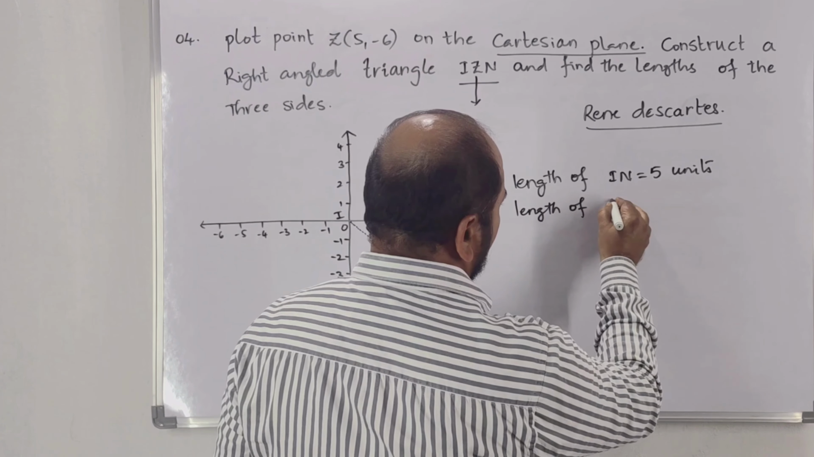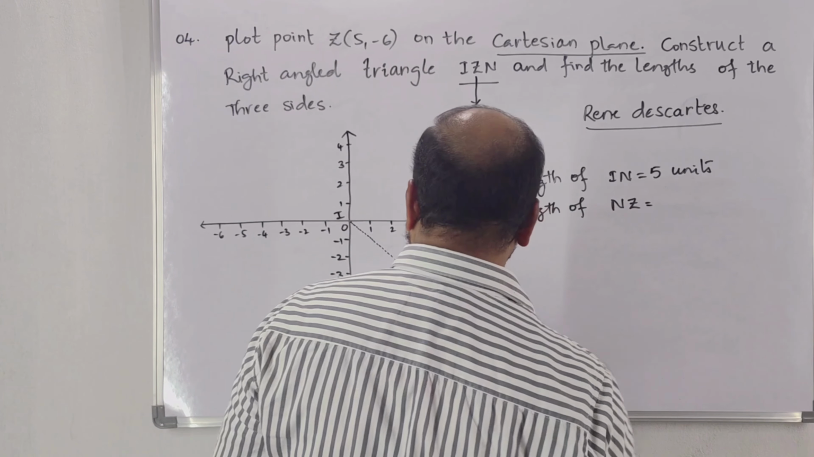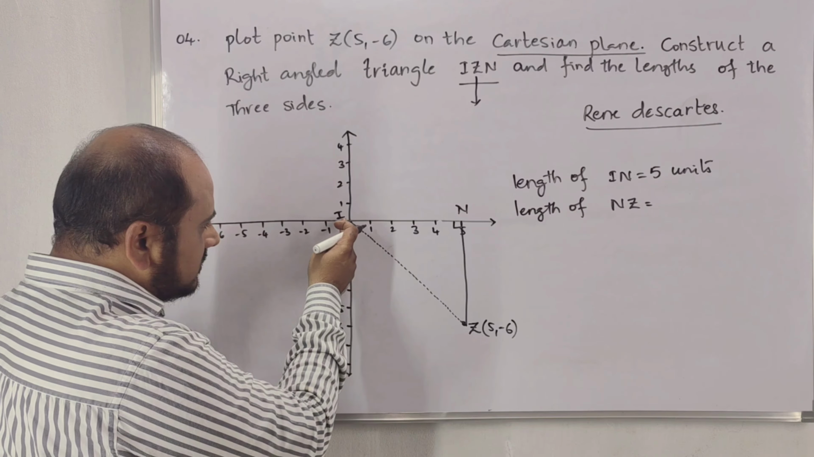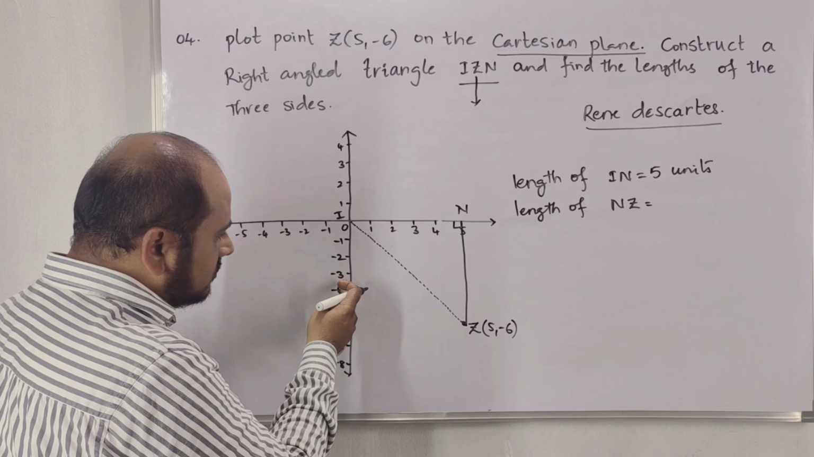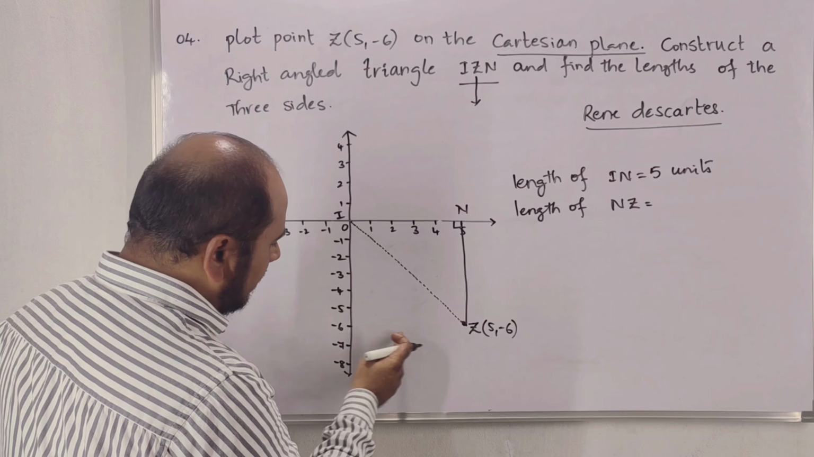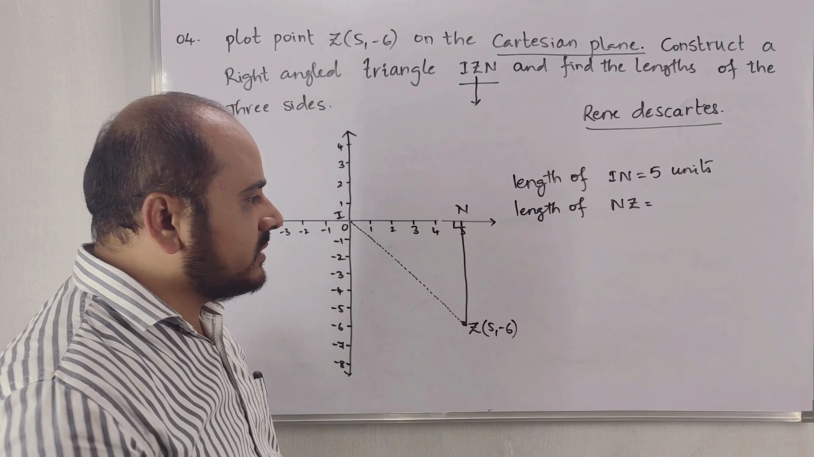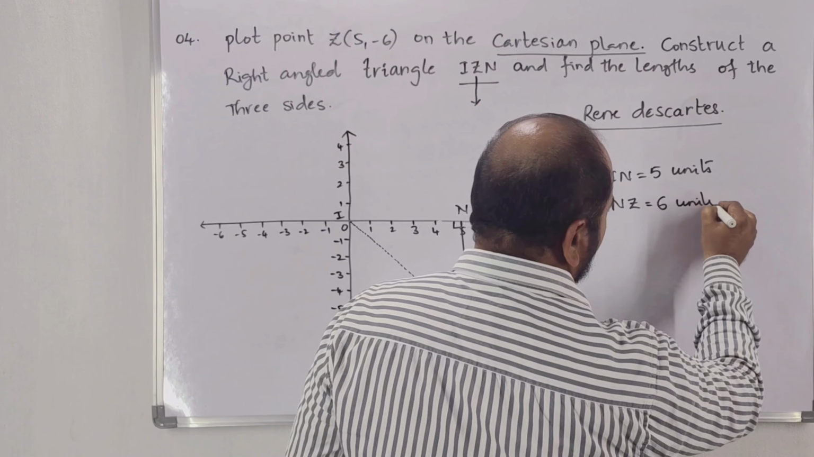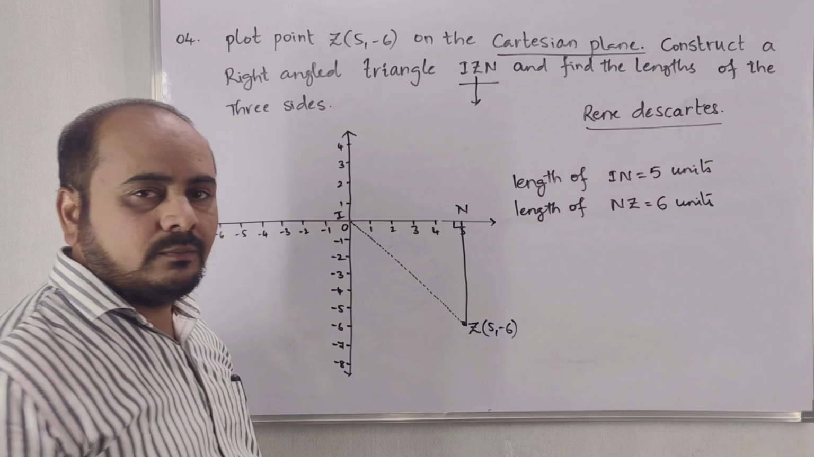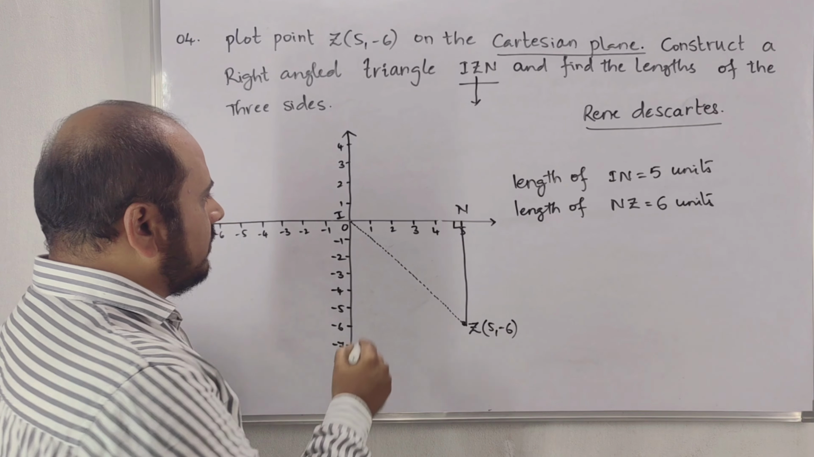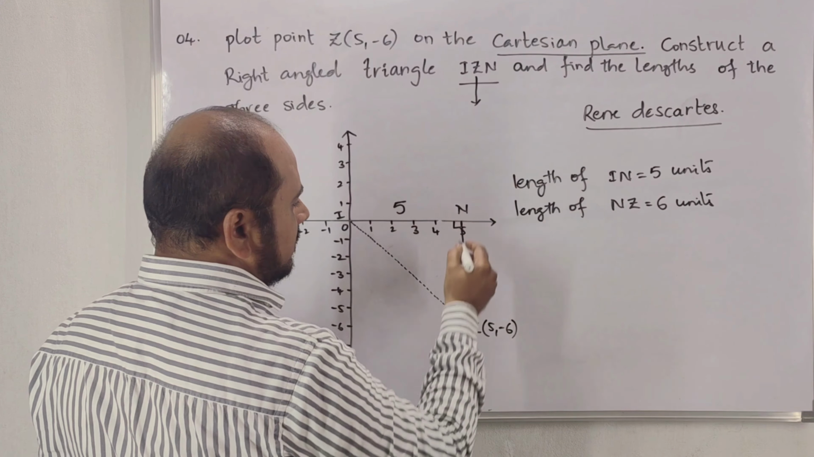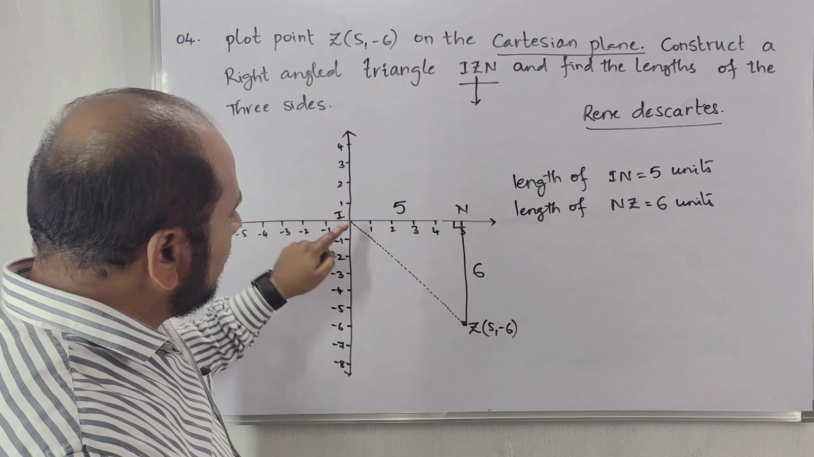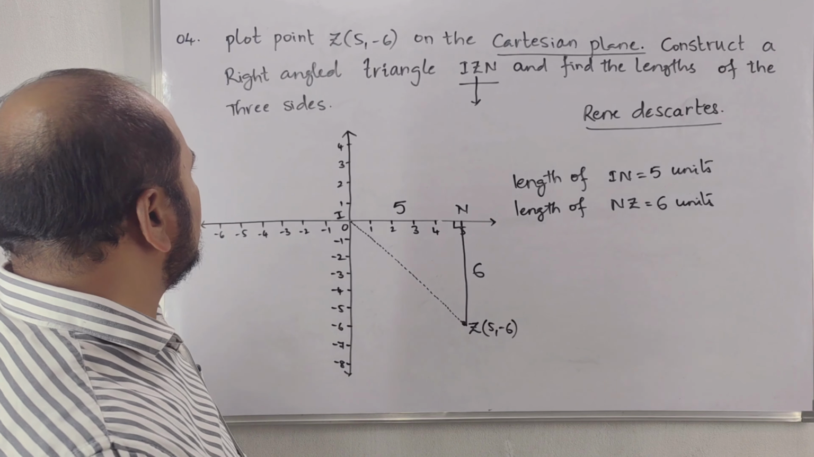Length of NZ is equal to, how much, my dear? From here, it is parallel to the y-axis. 0, minus 1, minus 2, minus 3, minus 4, minus 5, minus 6. Minus 6 means you can consider it as positive units. 6 units, because we are finding length here, right? Now, two measurements were completed. This length is 5 as per the question. This length is 6.